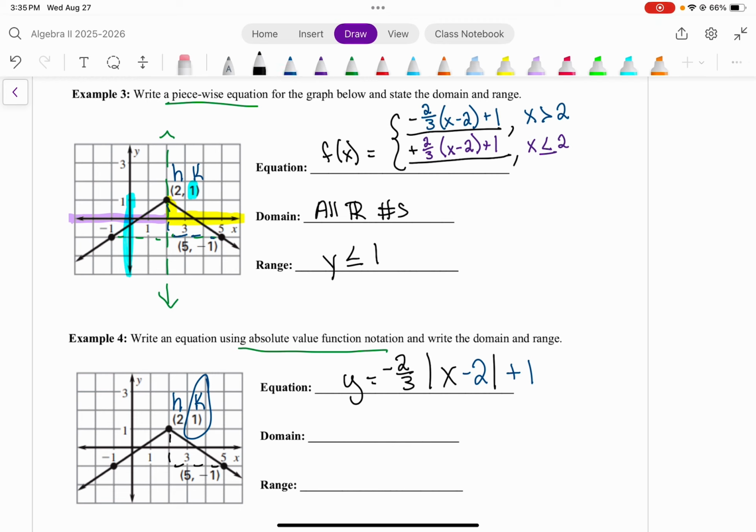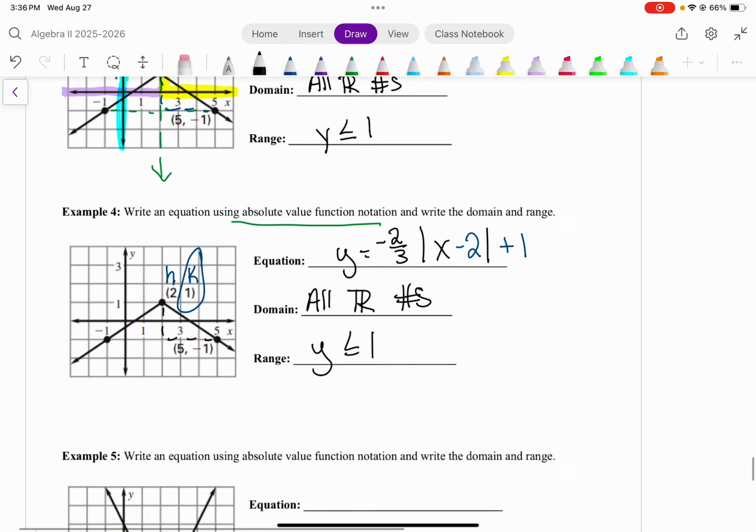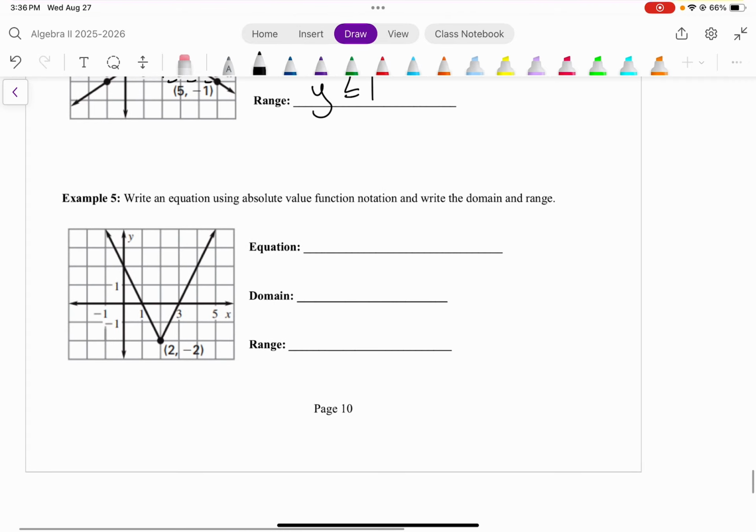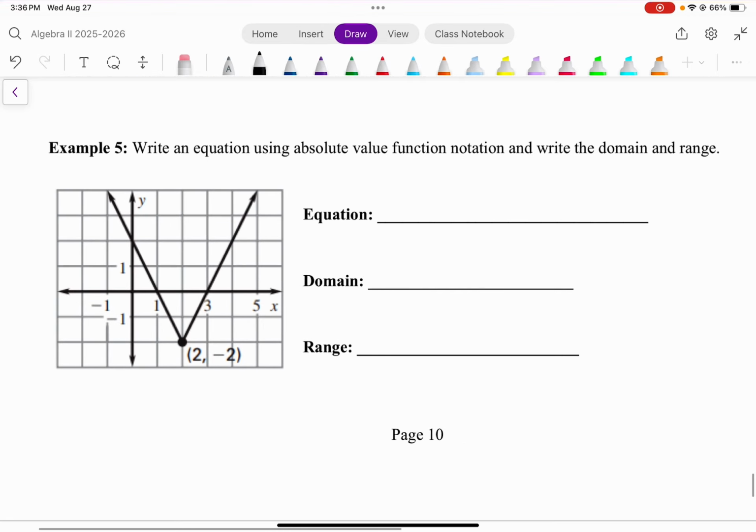Now, since the graphs were the same, the domain and the range are going to be the same for this answer as well. So that's how you would write the equation as a piecewise graph or an absolute value function. You just need to make sure you read directions to see which one you need to do. Okay, once you are done with that, you should try example 5 and then check your answer once you have it complete. All right, reading the directions, this one is an absolute value function.